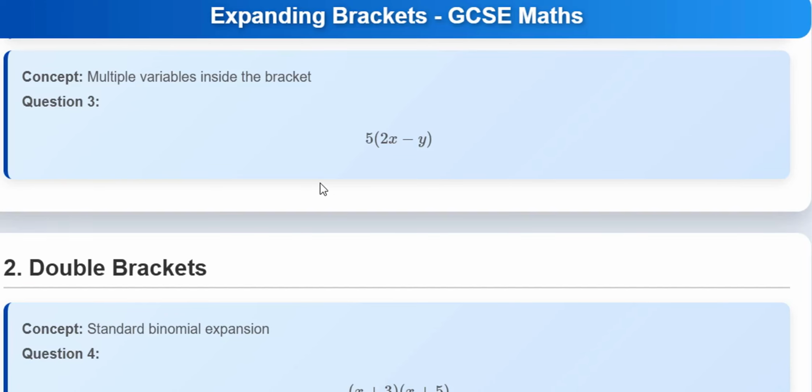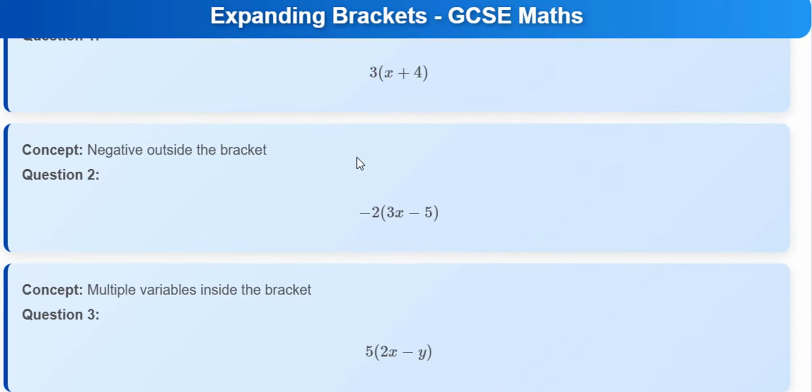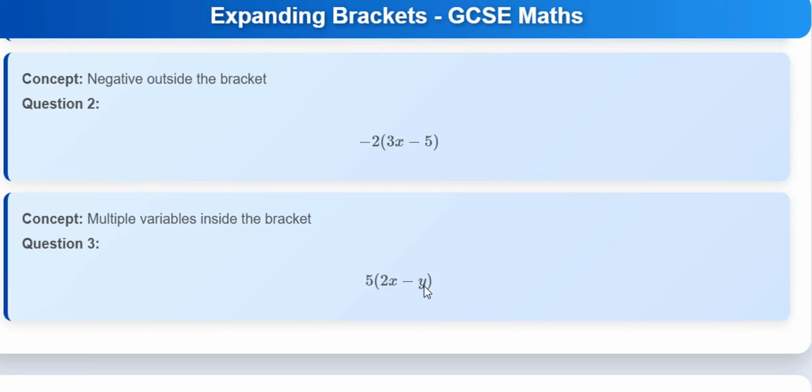Sometimes we can have multiple variables inside the brackets. Like for example, in this case, we have x and y. Then outside the brackets, we have 5. So it means, unlike here where we are dealing with only x, here we have x and y. So how do we expand this one?